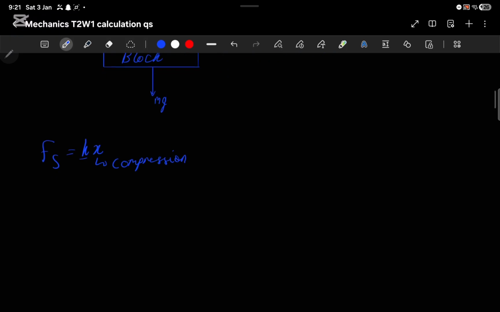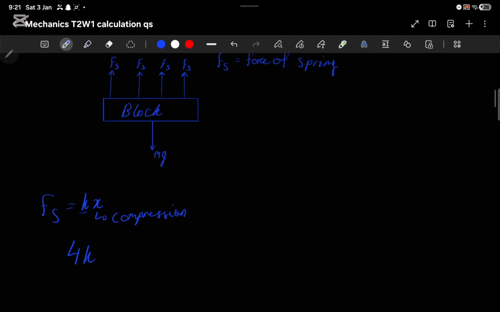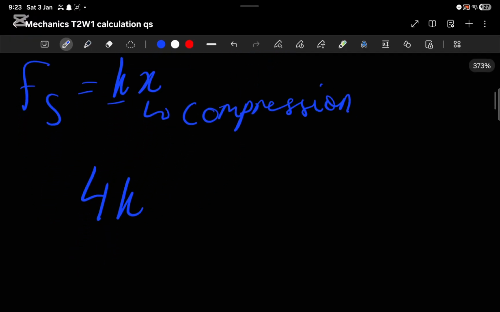Alright, so you can write 4kx because we have 4 of these. The springs are identical, so Fs is the same across all of them. So you can write 4Fs minus mg equals 0. You can rewrite this as 4kx, because 4Fs is the same thing as 4kx, since Fs is kx, minus mg equals 0.